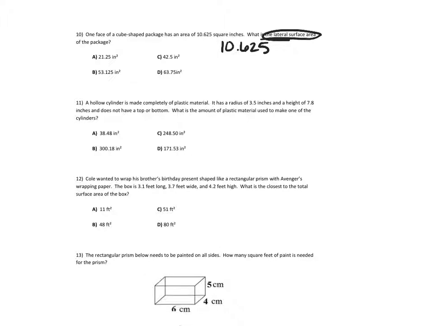One cube, you have 6 total sides. They're all the same, so you would just do 4 sides. So you would take the area of this piece and multiply it by 4. So 10.625 times 4 is 42.5. And that's answer choice C.